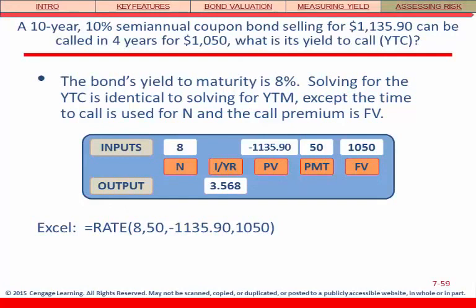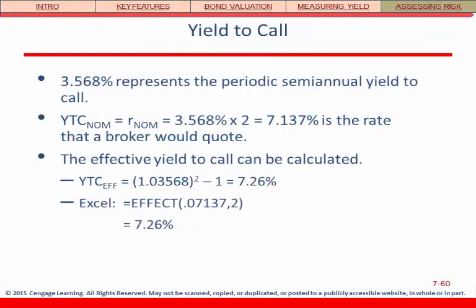However, remember, this is a semi-annual yield to call, so you'd have to multiply that by 2 to get your annual yield to call. So as it explains here, to get the annual yield to call, you multiply this 3.568% times 2. That gives you 7.137%, and that would be the rate that a broker would quote. You could also use the equation right there below to change that into the effective yield to call because of the compounding that's going on during that 1 year for 2 periods. Once again, you don't have to do this for this exam. I just wanted to expose you to a problem about yield to call. The only types of questions I'm going to ask are some basic definitional or conceptual questions.